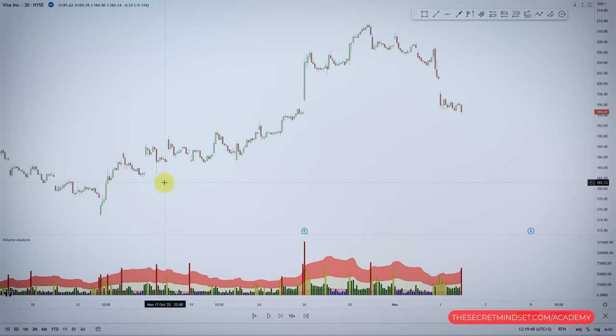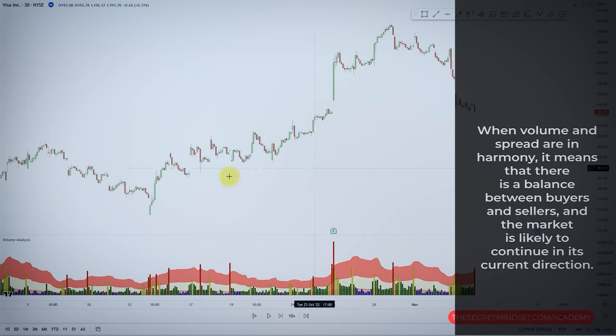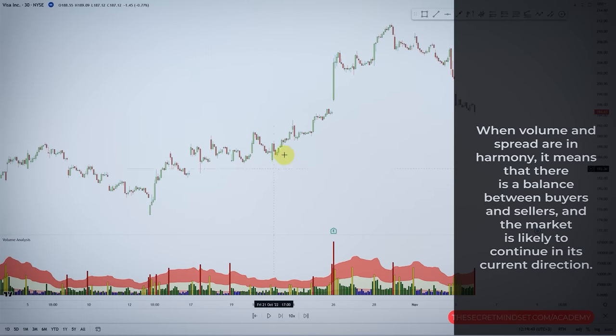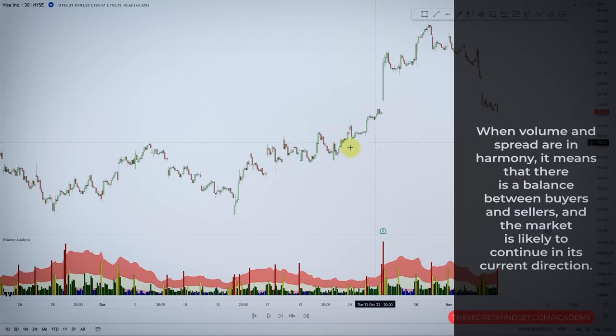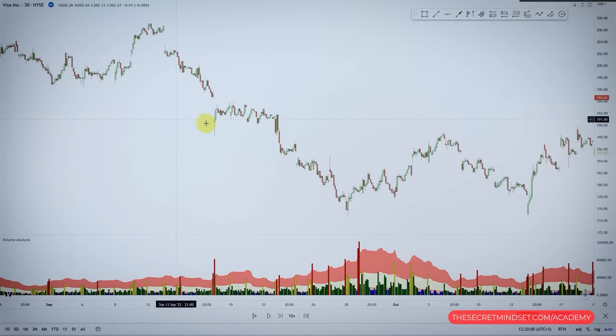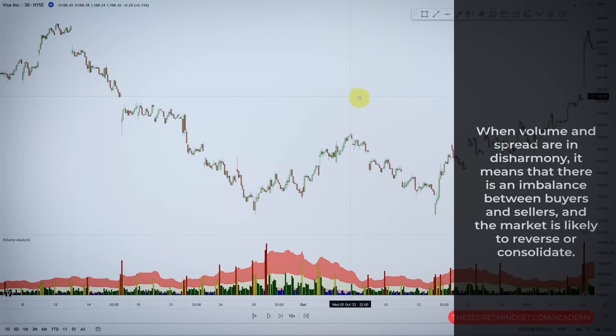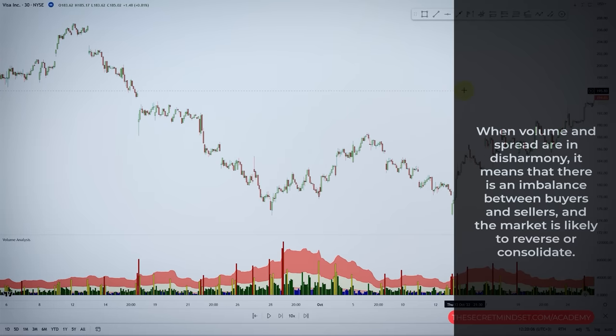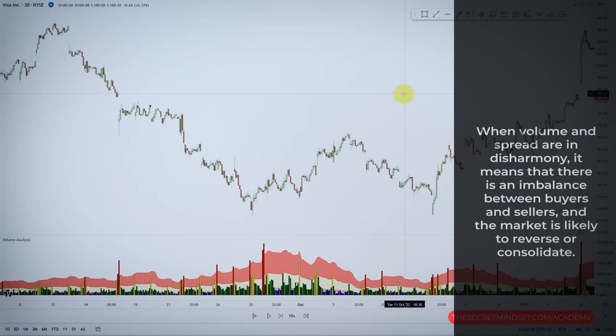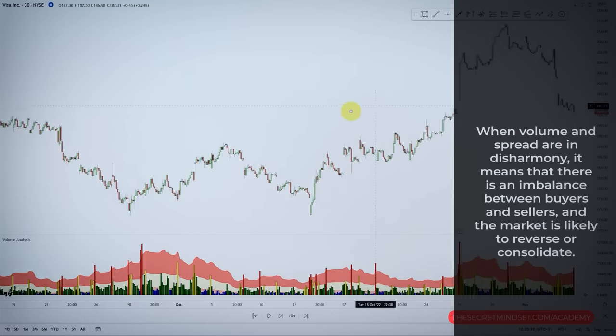It's a lot to talk about, but the key concept of VSA is that when volume and spread are in harmony, it means that there is a balance between buyers and sellers, and the market is likely to continue in its current direction. However, when the volume and the spread are in disharmony, it means that there is an imbalance between buyers and sellers, and the market is likely to reverse or consolidate.